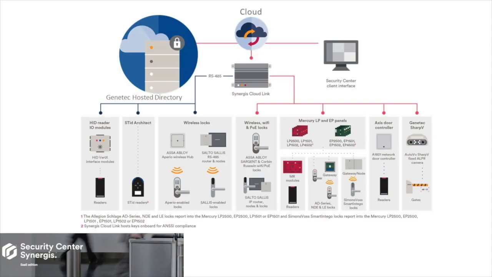Just to be perfectly clear, with the Synergis CloudLink, the architecture of the system is more or less the same, except we're substituting the directory that would normally be on premises on a server or in a virtual environment with a cloud-based system. So the readers are still connected to the panel, still connected to the CloudLink, and then the CloudLink, instead of talking to the on-prem access manager, is talking to the cloud-based access manager. Correct.